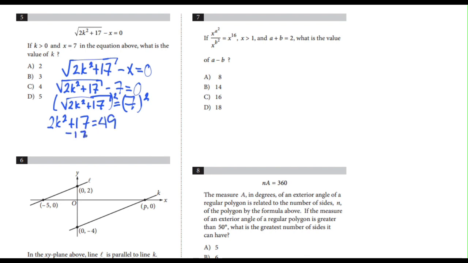Next, we can subtract 17 on each side. We'll have 2k squared equals 49 minus 17, which will be 32. To get k squared by itself, we can divide each side by 2, and we'll get that k squared equals 16. And finally, we can take the square root of both sides, and we'll get that k equals plus or minus 4. So this means that it equals positive 4 and equals negative 4. But when we look back at the beginning of the question, it says if k is bigger than 0. So that means k cannot be negative 4, and k has to be positive 4, which will be answer choice C.